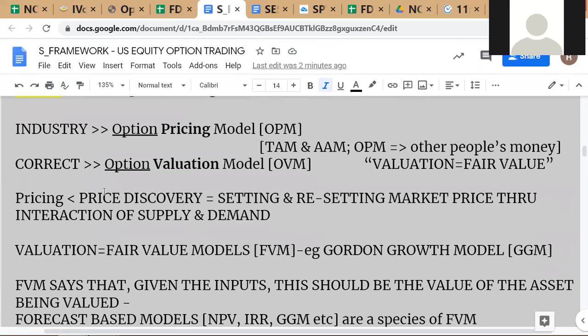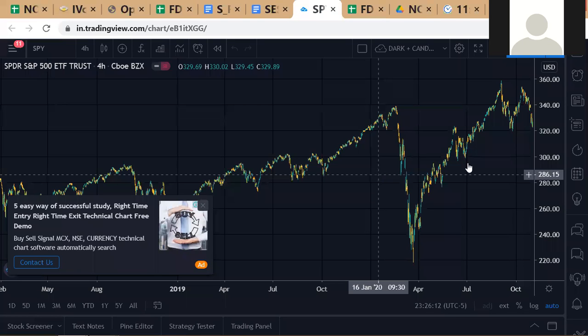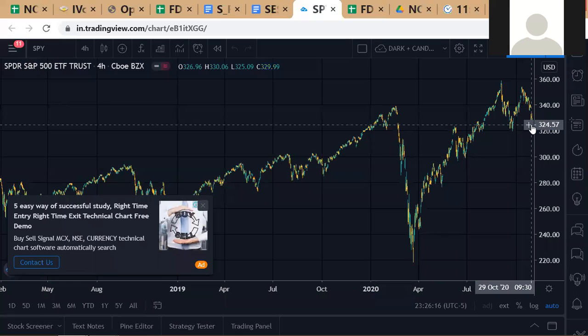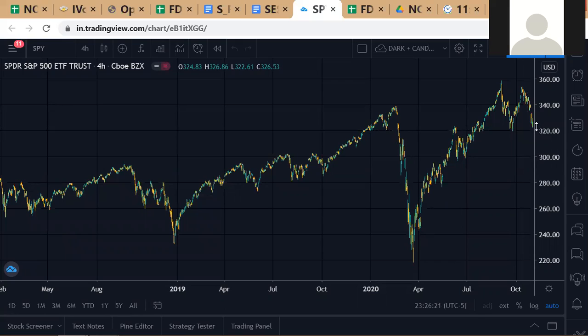Industry will refer to it as an option pricing model. Actually, it's an option valuation model. It's a fair value model. Whenever you think of valuation, generally it's a fair value model. And what fair value means is, in general, the price is here, but I may have a different estimate of the fair value. I might say, okay, the price is here around $330, but according to me, the fair value of this ETF is actually somewhere here, so it's 280, based on my projections for the earnings of the component stocks in this ETF.